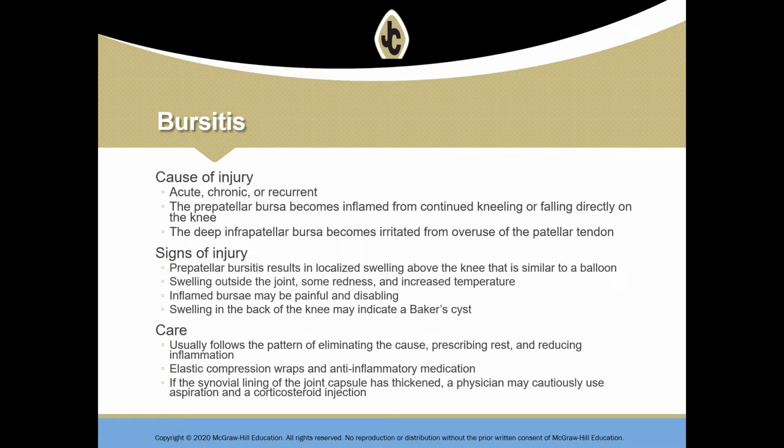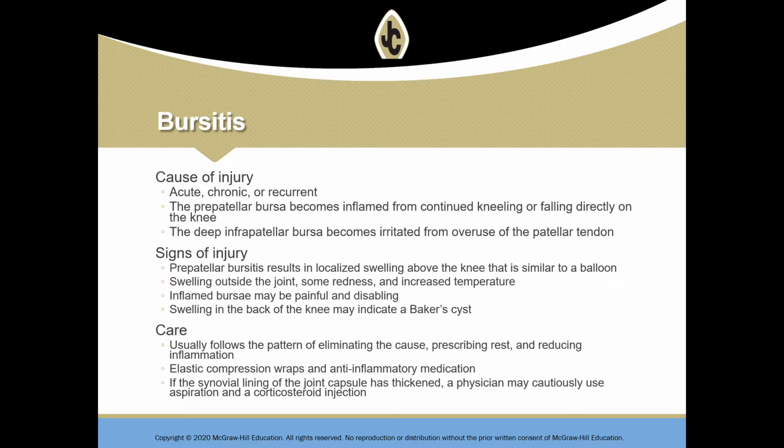The prepatellar bursa becomes inflamed from continued kneeling a lot of times. The deep infrapatellar bursa may become irritated with overuse of the patella tendon because it's below the patella. A prepatellar bursitis results in localized swelling above the knee that is similar to a balloon, so it looks really, really enlarged. Swelling across the joints, redness, increased temperature. An inflamed bursa may be very painful and disabling, and swelling in the back of the knee may be indicative of a Baker's cyst. A lot of times with meniscal tears, you'll get a cyst that forms in the back of the knee. You can also get them with bursitis.